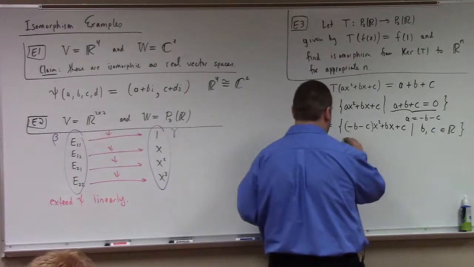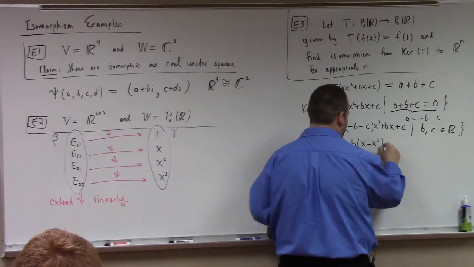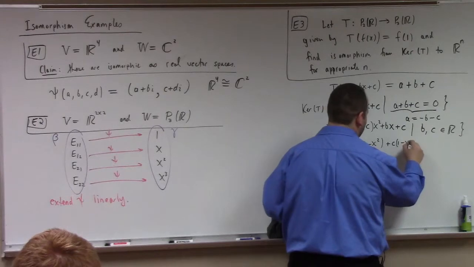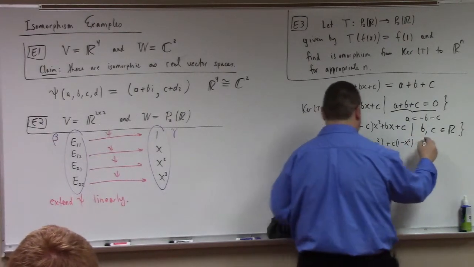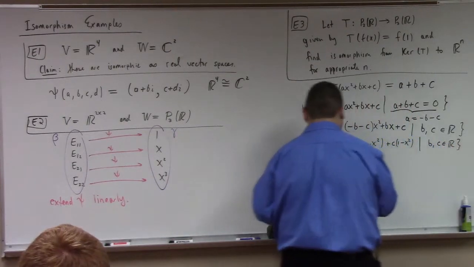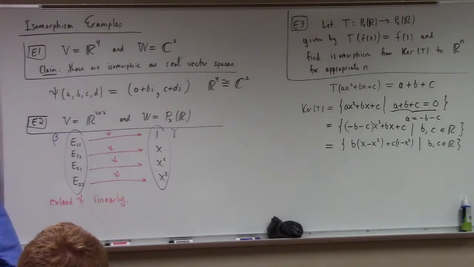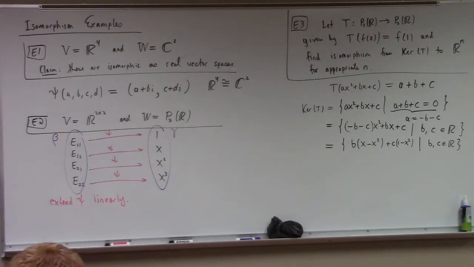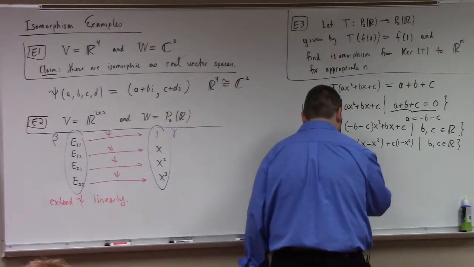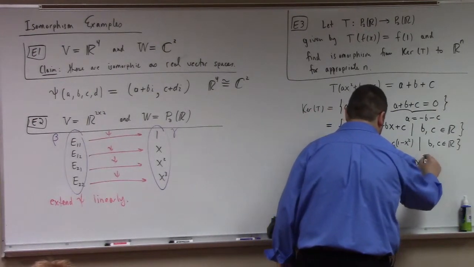Let's see here. So I want to group things. I've got b times x minus x squared, and c times 1 minus x squared. Don't worry, I've got your back. It's good that you have my back. And you're not interested in any kind of personal gain. It's just purely of your own volition. It's good. So this is the span of x minus x squared and 1 minus x squared, yeah?